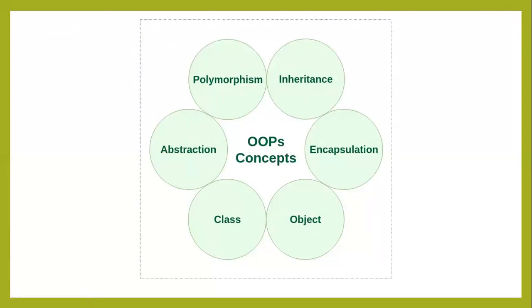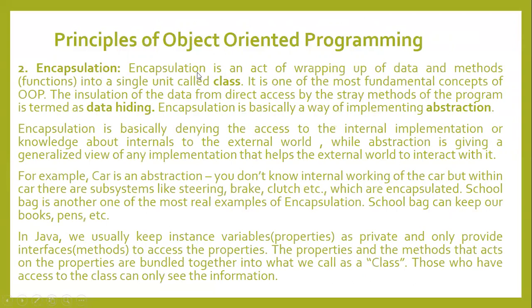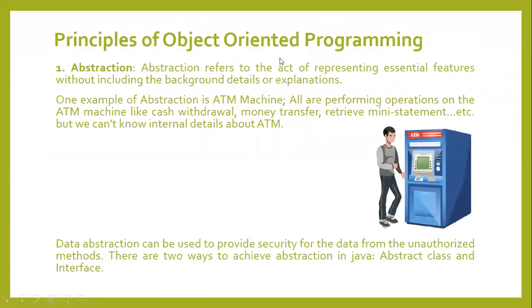So next we'll continue with this. Now, abstraction refers to the act of representing essential features without including the background details or explanations. One good example of abstraction is an ATM machine. All are performing operations on the ATM machine like cash withdrawal, money transfer, retrieving mini statements, etc. But we can't know internal details about the ATM.